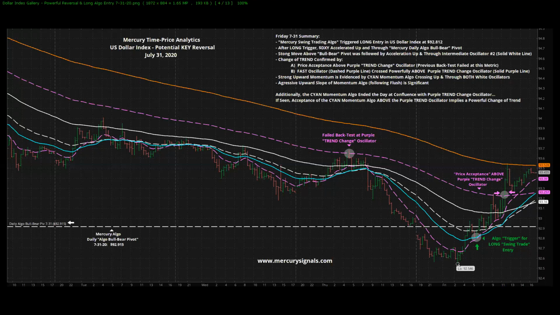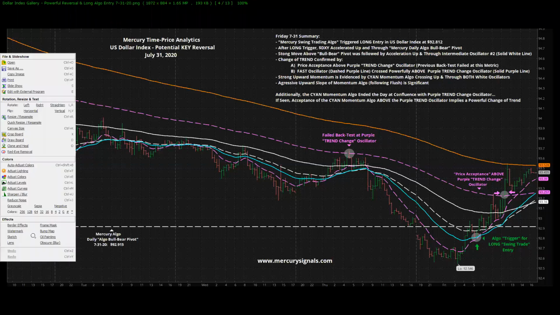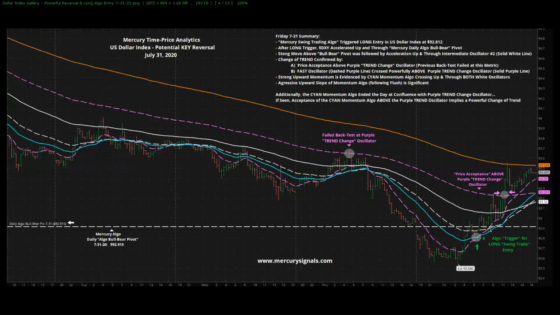Well, somebody was buying this thing between 2 and 3 in the morning. And then you get this move up. So you come above the momentum algo. That was the buy, either right there or on the back test exactly to the momentum algo. It's beautiful. Then you get this extension through the bull bear pivot. It didn't mess around when it got back to the bull bear pivot. It said, sorry, pal, boom.